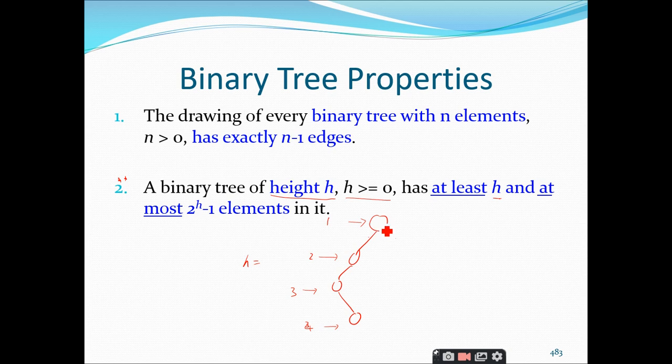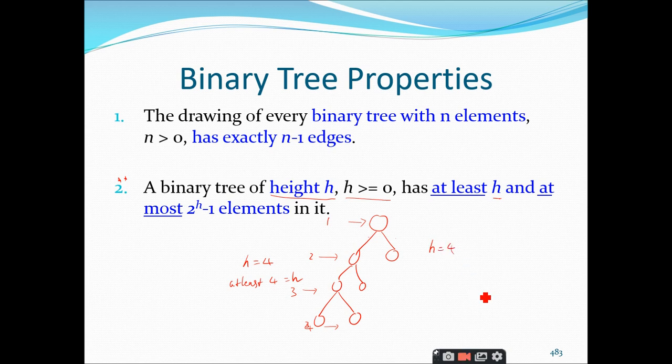So if I take the root node as level 1, what is the height here? 4. So how many minimum number of nodes are there? At least means minimum, right? What is the minimum number of nodes we have? 4. At least 4, which is equal to height, right? Now at most means you have to take a condition where every node is having 2 children, like this. Now tell me, what is the height here?